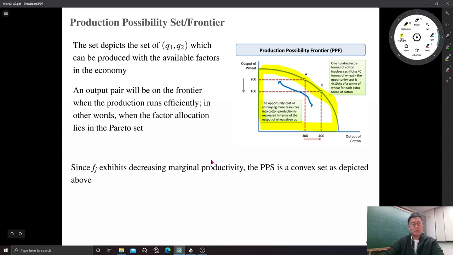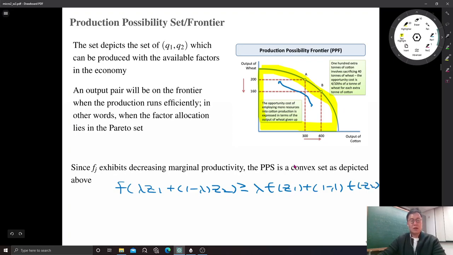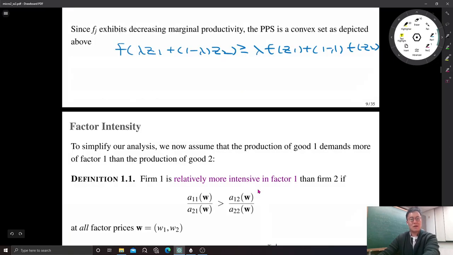So using concavity of the production function, meaning that f of lambda z1 plus (1 minus lambda) z2 is higher than lambda f of z1 plus (1 minus lambda) f of z2. That is the definition of a concave function. Using this, it can be shown that PPS is a convex set. This is quite straightforward. It's not a difficult proof. So let me leave this for an exercise. Okay?